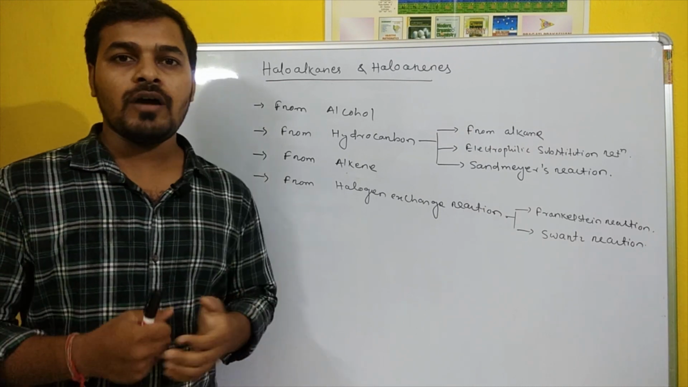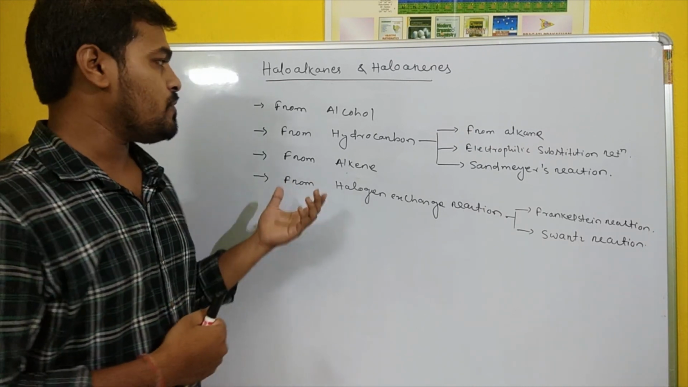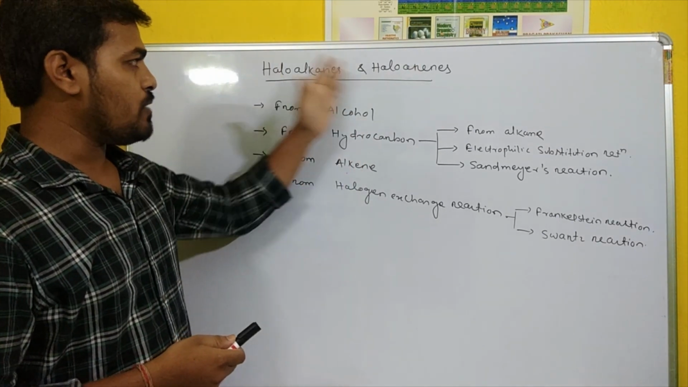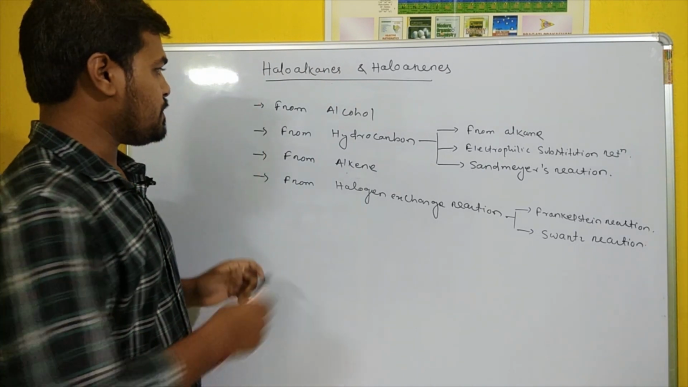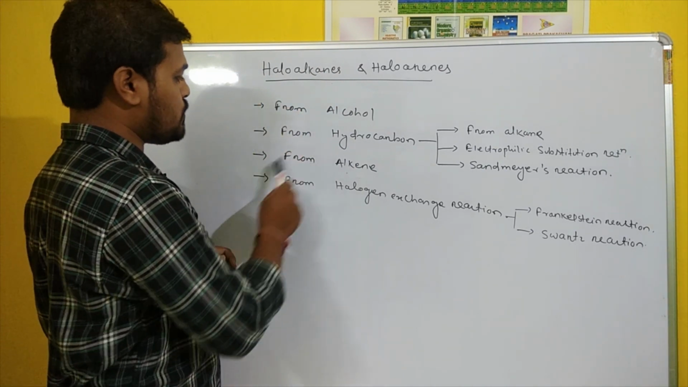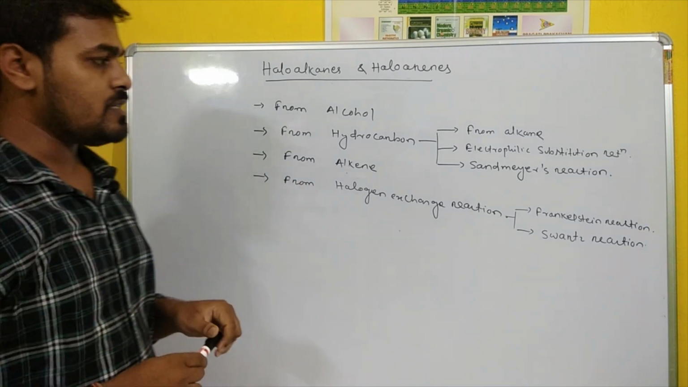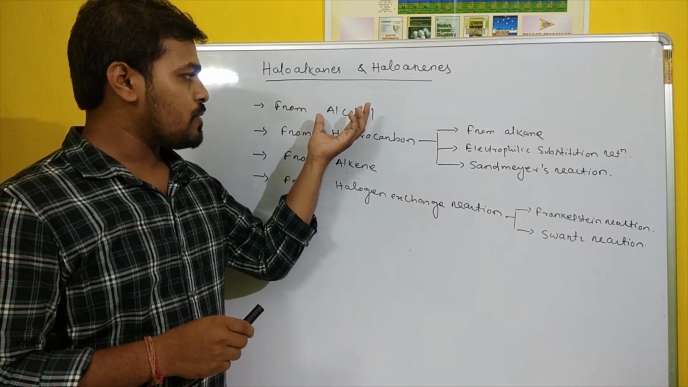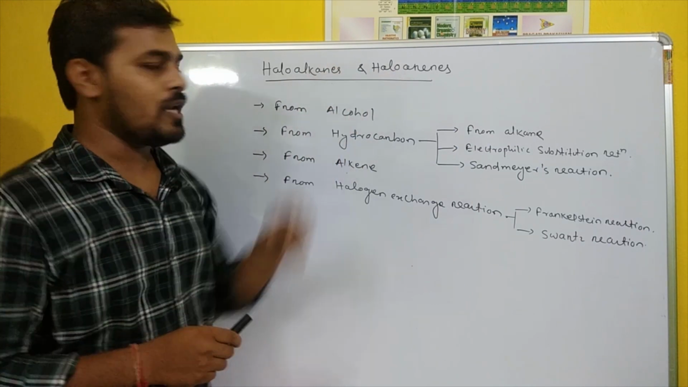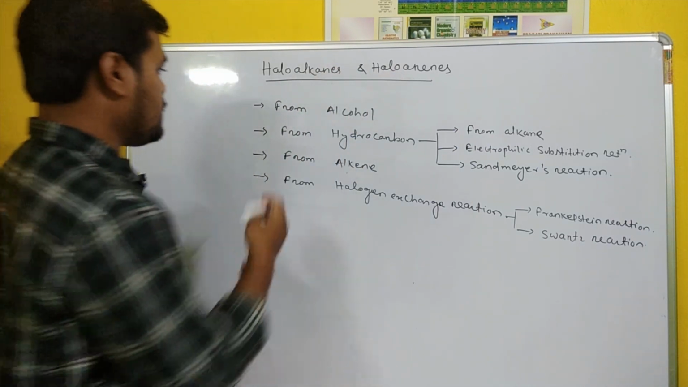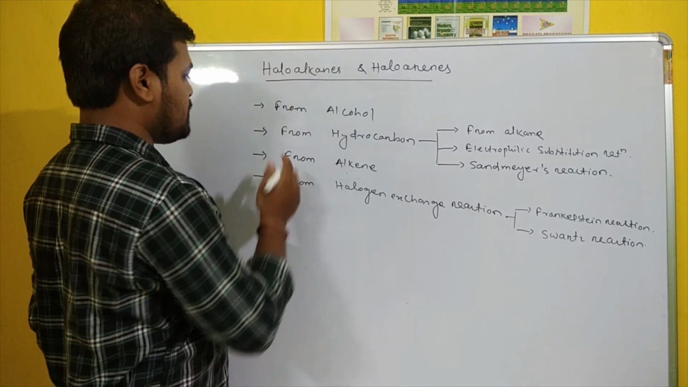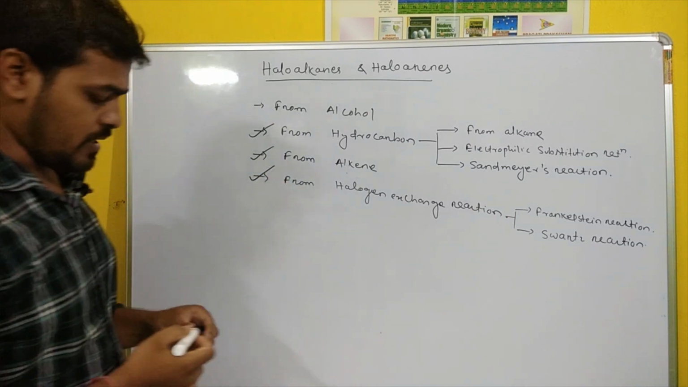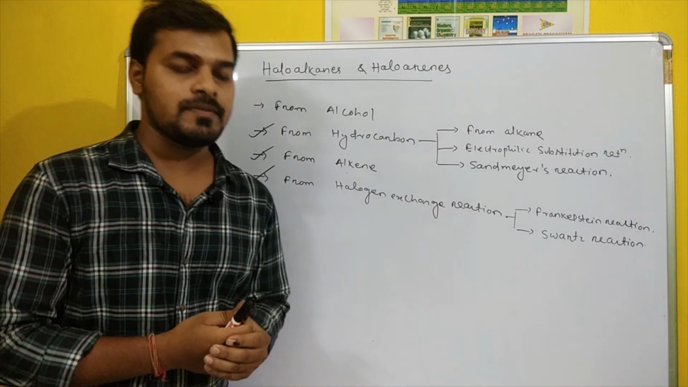So in my previous video I was discussing the preparation of haloalkanes and haloarenes. They are prepared in four ways: from alcohol, from hydrocarbons, from alkene and from halogen exchange reaction. In my last video, I discussed how from alcohol we can prepare haloalkanes and haloarenes. In this video, I will cover how haloalkanes and haloarenes are prepared from hydrocarbons, alkene and halogen exchange reaction. So let's begin.